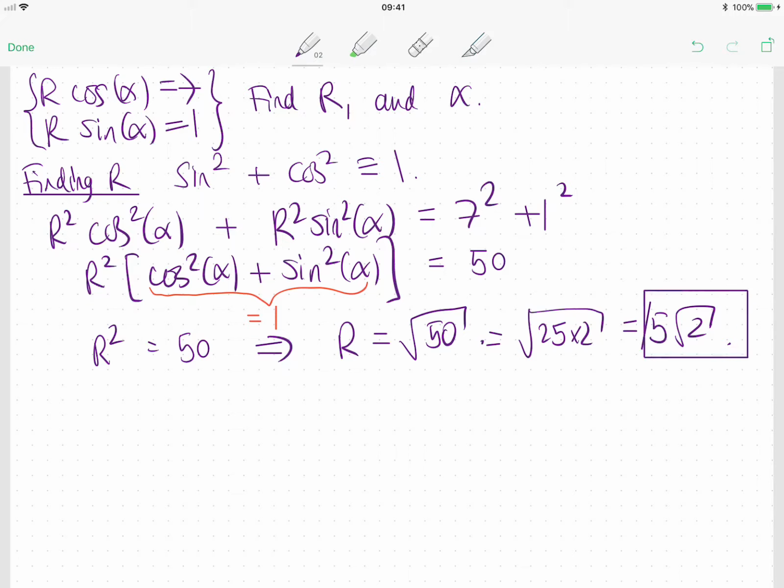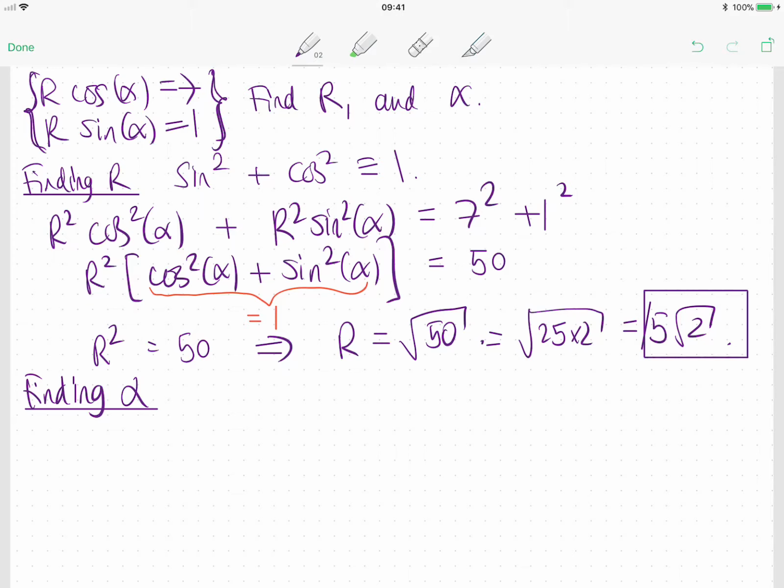Okay, so this process always works. So we can always use this. Just square our equations, add them, and we can find the value of r. Next, how about finding the value of alpha? Well, the trick in this case is to divide our equations.